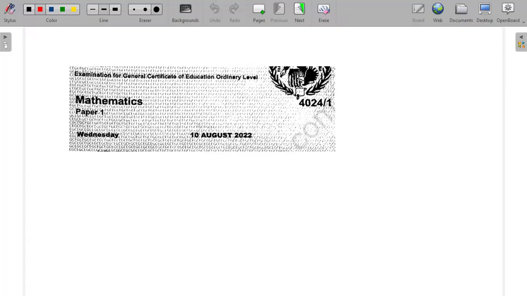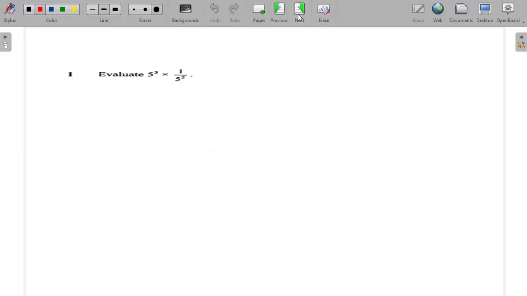Okay, so in this tutorial, we are going to solve a past paper from your exam. So you can see this is the 2022 GCA exam. We're going to solve a few questions from there, then we'll continue in the next video for the other questions. Let's start with the first question, which says evaluate 5 to the power 3 by 1 over 5 to the power 2.